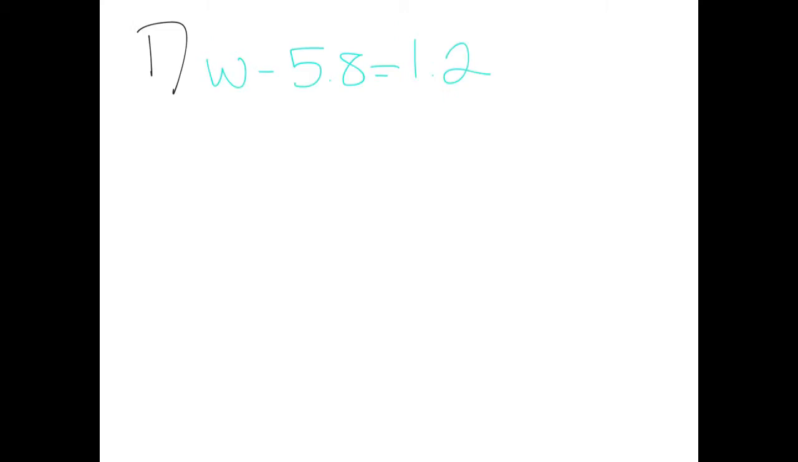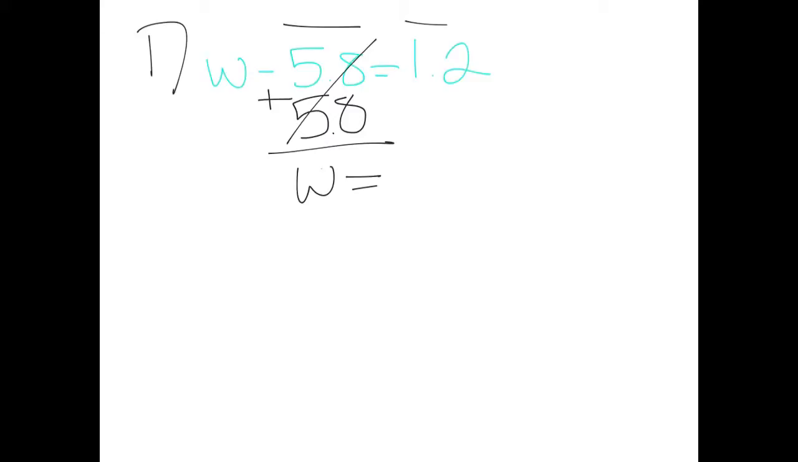To solve a problem like this, we need to cancel out 5.8. So what we do is, to cancel out subtraction, we do addition. So we add 5.8 to that, which cancels them out. And so whatever we have to do to this number, we have to do to that number. So we're going to add 5.8, which makes 7. Make sure you drag your decimal down so it's 7 equally.